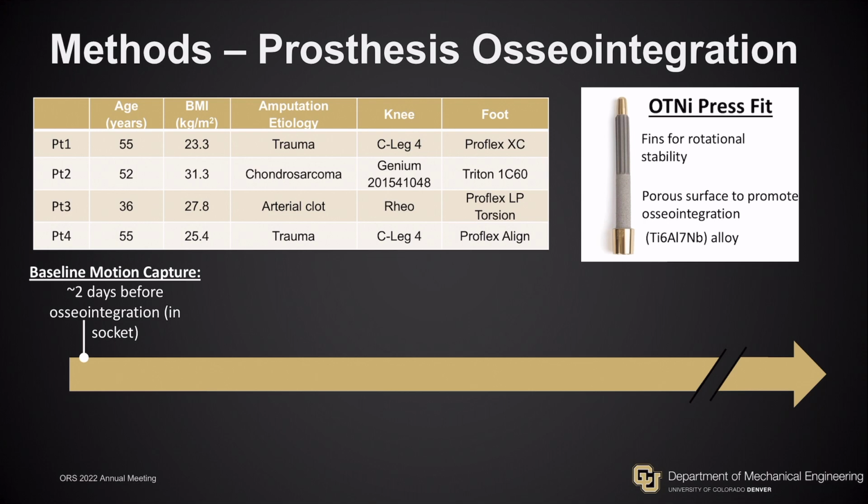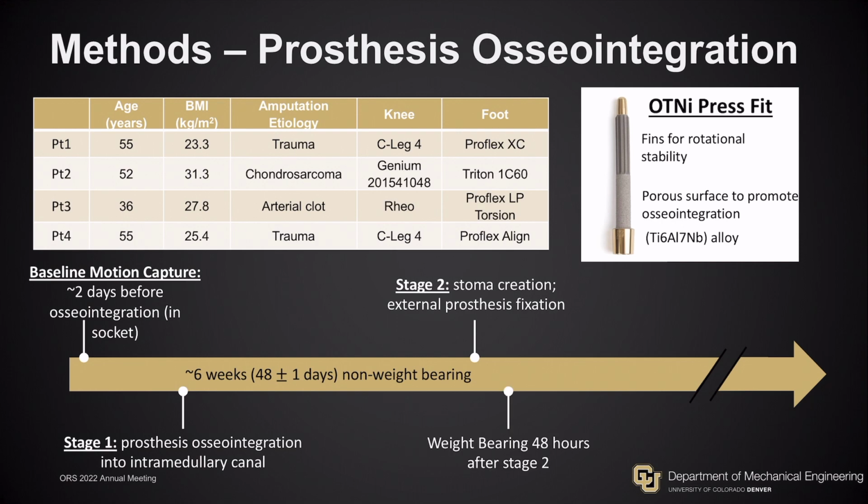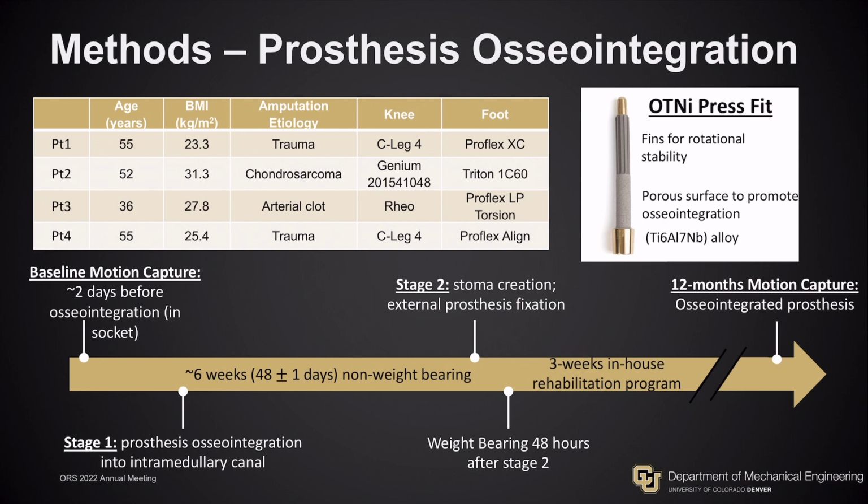Prior to the first stage, we collected motion capture data of each patient, which occurred in their regular socket. The first surgical stage involved prosthesis osseointegration that implanted the implant into the intramedullary femoral canal. That's followed by about a 6-week period of non-weight bearing, and then the second surgical stage involves the creation of the stoma and the external prosthesis fixation. Shortly thereafter, weight bearing begins, and each patient was then enrolled in an acute care 3-week in-house rehabilitation program. 12 months later, we brought everybody back to complete the same motion capture collection.